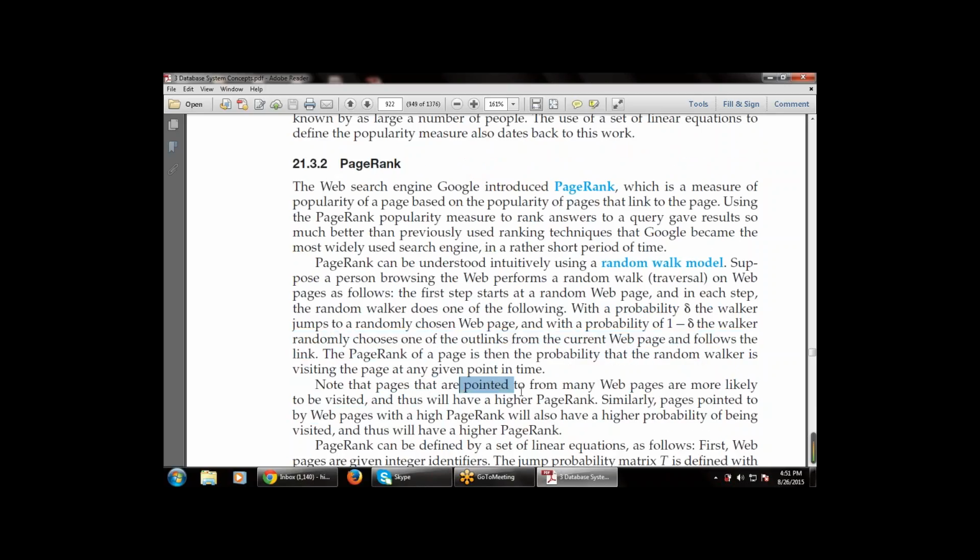Note that pages pointed to from many web pages are most likely to be visited, and therefore have a higher PageRank.